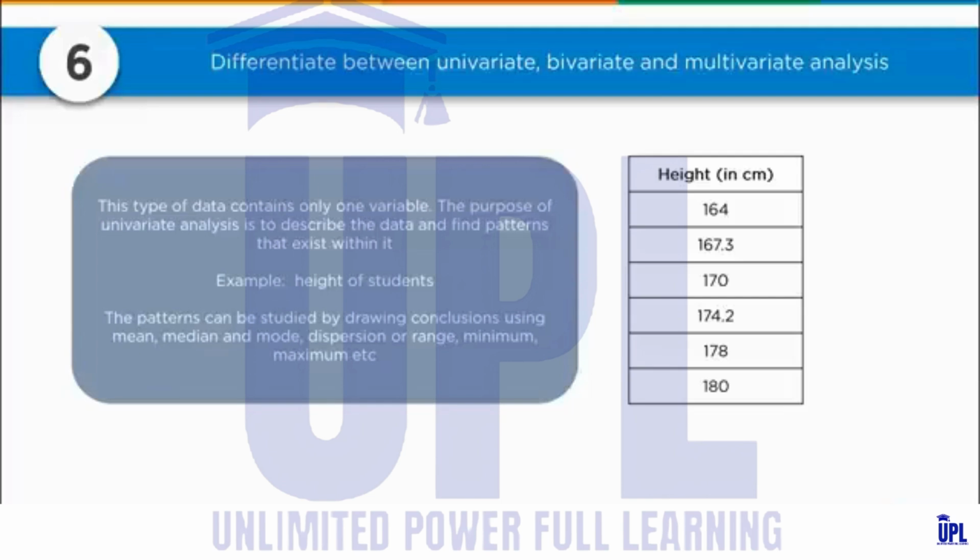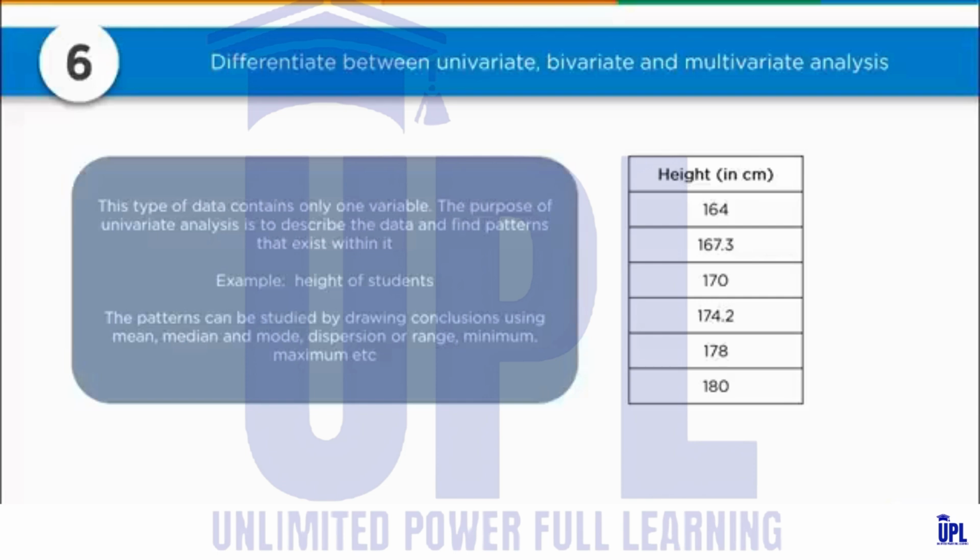So the first one, this type of data contains only one variable, so that's the univariate. The purpose of the univariate analysis is to describe the data and find patterns that exist within it. When you only see one variable, in this case we're using height of students, you're limited as far as what you can do with that data.